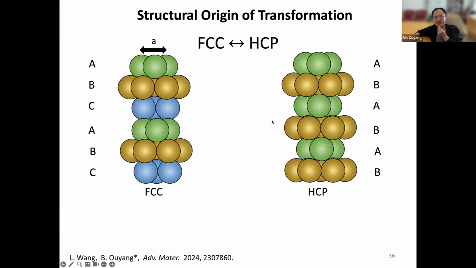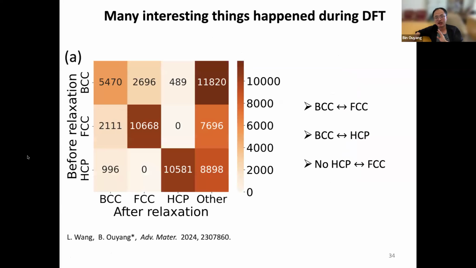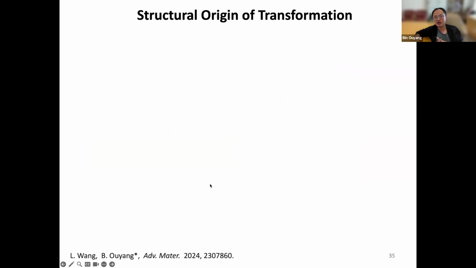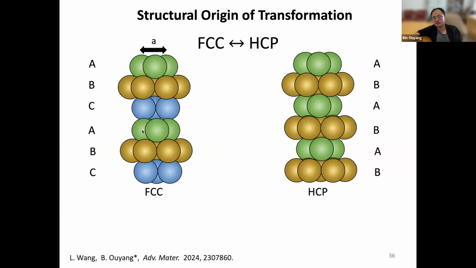And in terms of FCC and HCP, we see zero structures transform from FCC to HCP. I need to go back to this heat map. As you can see, we have 2 and 0 here. None of the structures transform to HCP after relaxation. This is because this kind of transformation needs diffusion, since they are both close-packed structures. The only difference is the stacking sequence. So you have to move multiple layers collectively. There's no way you can do that without a diffusion barrier. There's always a stacking fault energy you have to overcome. Because of that, we cannot see that in relaxation.